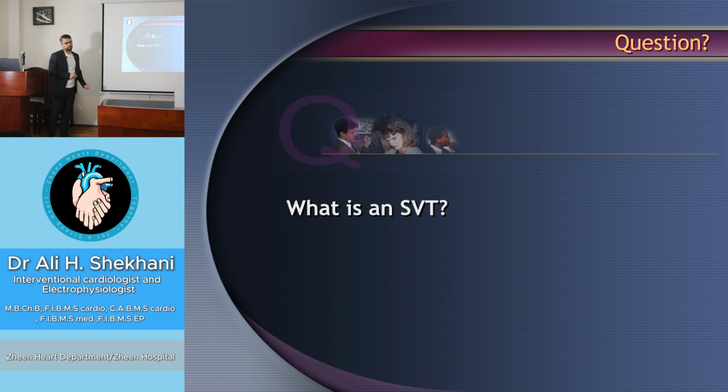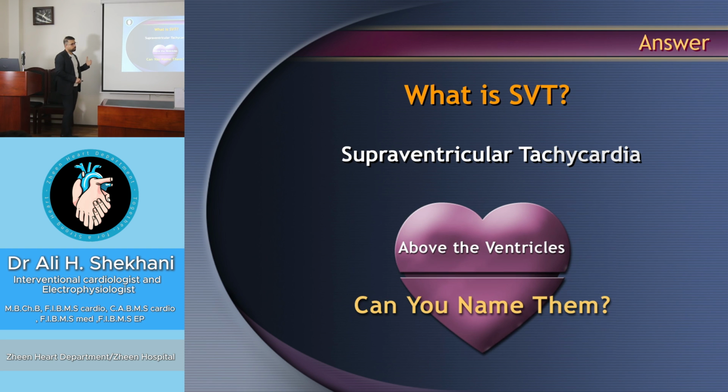So what is SVT? SVT usually is a common term, an umbrella term, that involves any arrhythmia above the His bundle. It may be AVNRT, it may be AVRT, it may be atrial tachycardia, sinus tachycardia, or atrial fibrillation. All are SVT. So SVT is a general term. You have to mention the specific name of each of them.